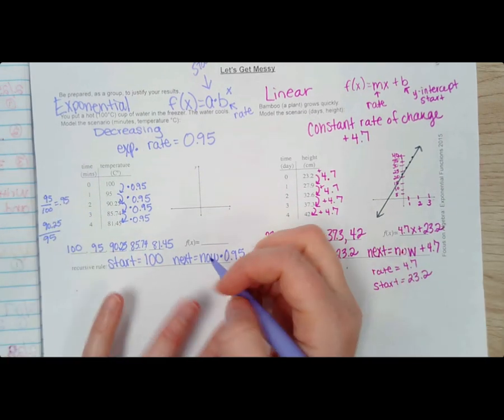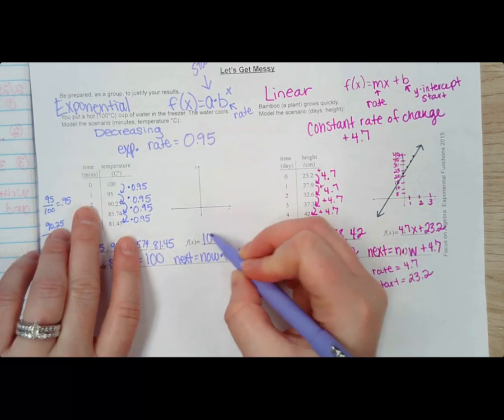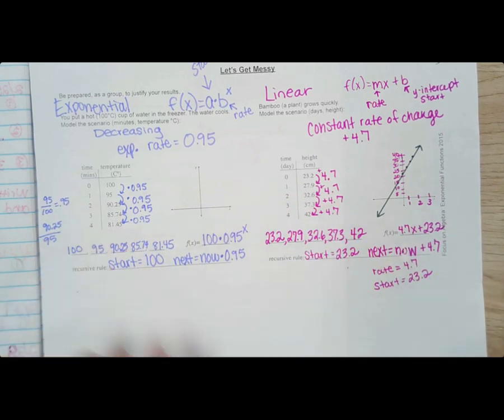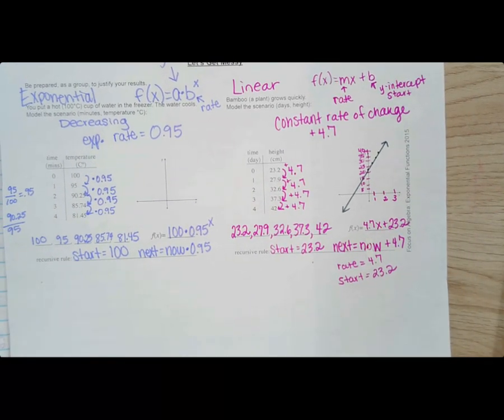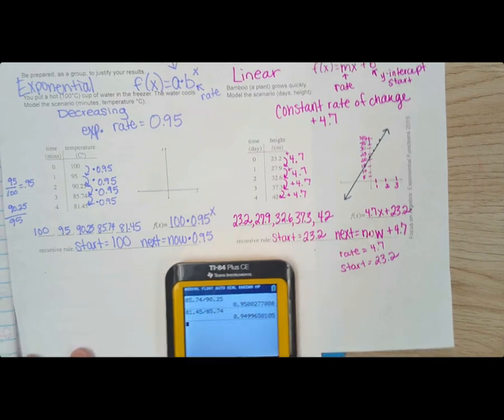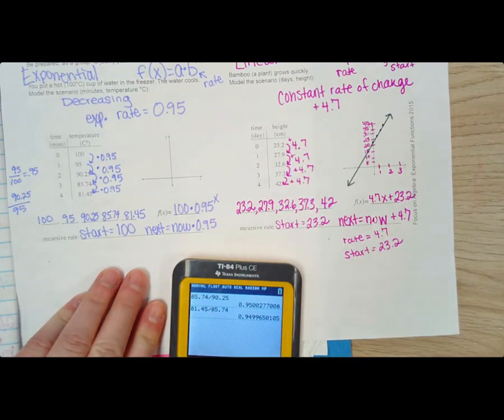So then to write the equation, how would we write this? 100 times... Yeah. Okay. How could we check both of these? Well, we haven't done the graph yet. Let's do the graph first.